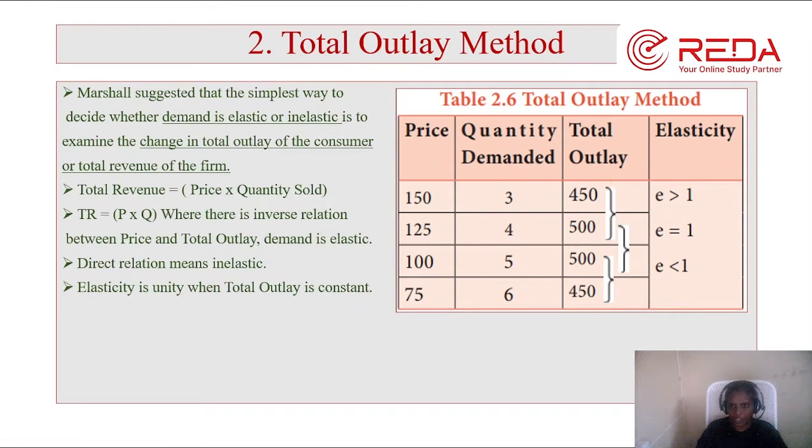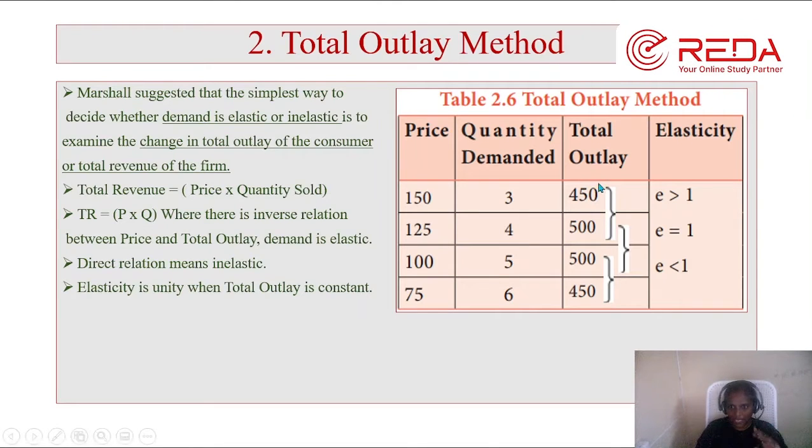How much are you spending? You are spending 450 rupees to purchase 3 quantity of the commodity. At the same time, you see if the price of the commodity decreases to 125 rupees, the quantity demanded, you will purchase 4 quantity of ice cream. For that you are spending 500 rupees. Now you see, if the price decreases, the quantity demanded increases. We all know when the price falls, the demand increases.